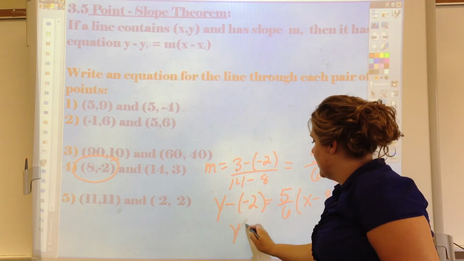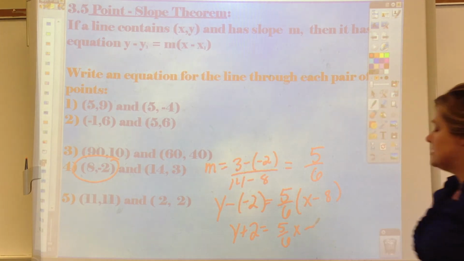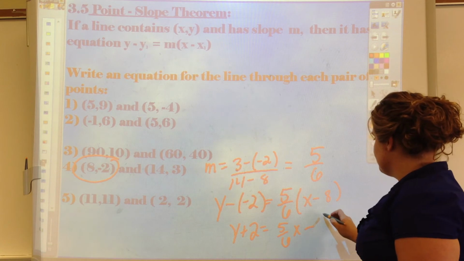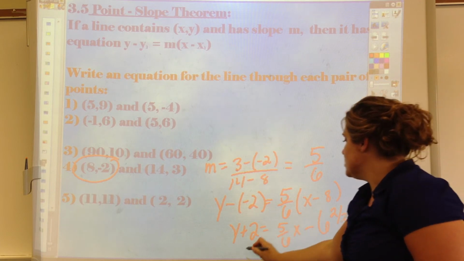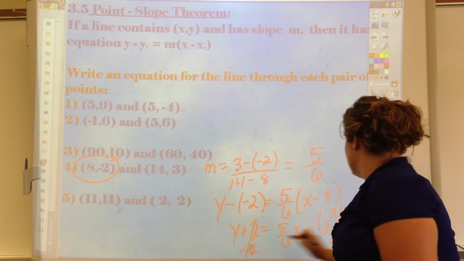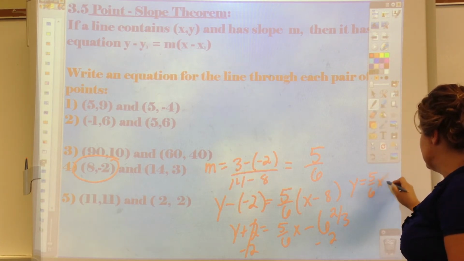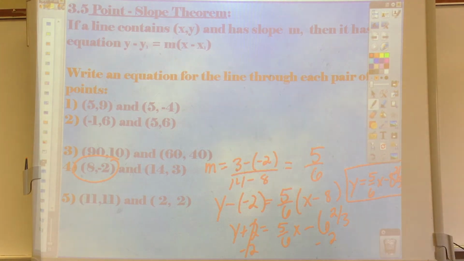Let's go ahead and simplify, and I get y plus 2 equals 5/6x minus 40 divided by 6. Let's go ahead and use a decimal. Actually, let's use a fraction, 6 2/3. There we go. Now I'm going to subtract 2 on both sides. Here it cancels, and my final equation should be y equals 5/6x minus 8 2/3. How do we do? If you have questions on that, ask me tomorrow.